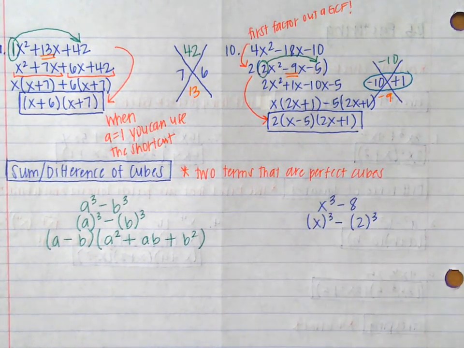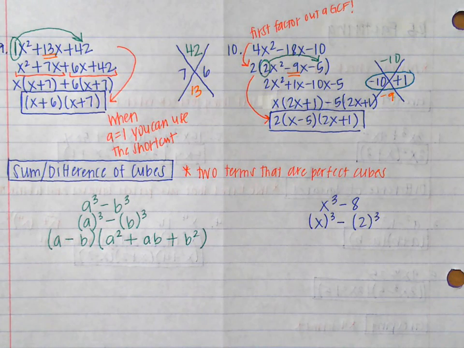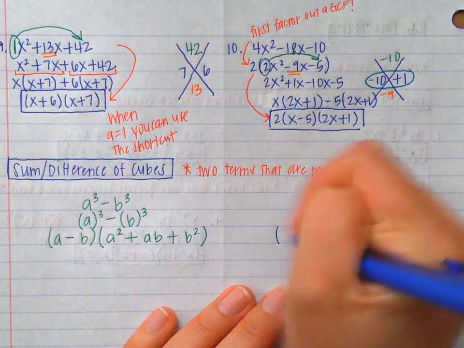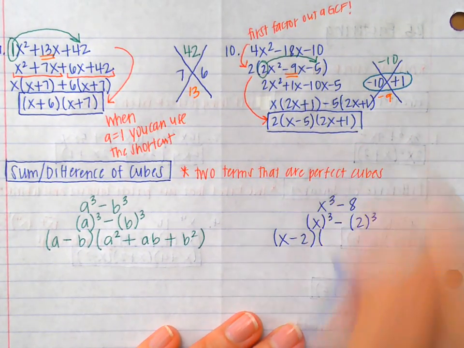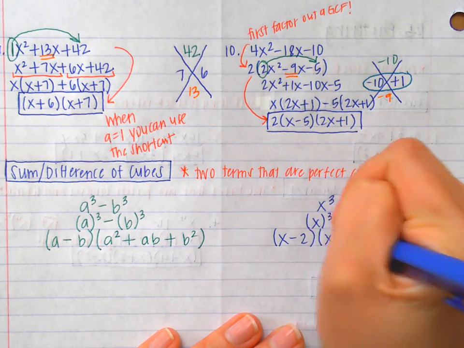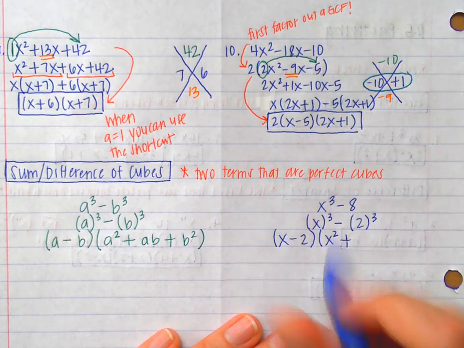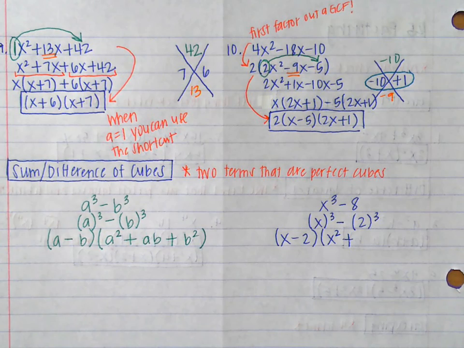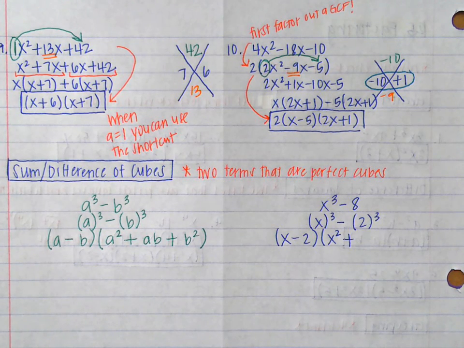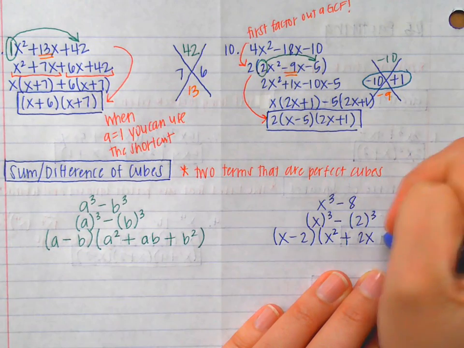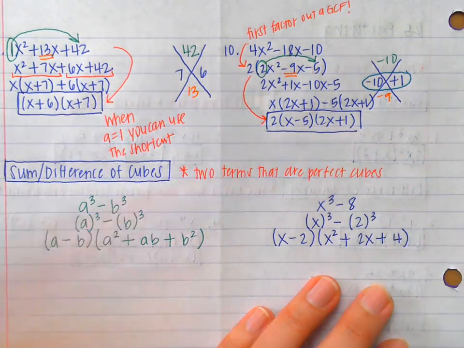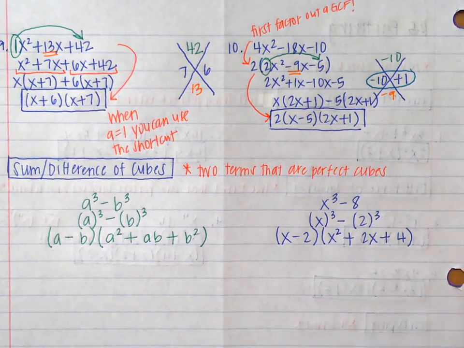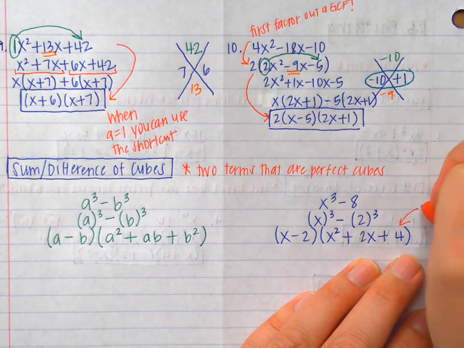So my pattern is the first term, x, minus my last term, 2, times my first term squared, so x squared, plus my two terms multiplied together, so x times 2. We don't write it as x2, we write it as 2x, plus 2 squared. Now 2 squared we can simplify to be 4.